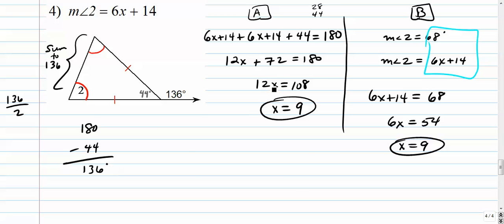So, four quick examples there on isosceles triangles. Hope it helped.